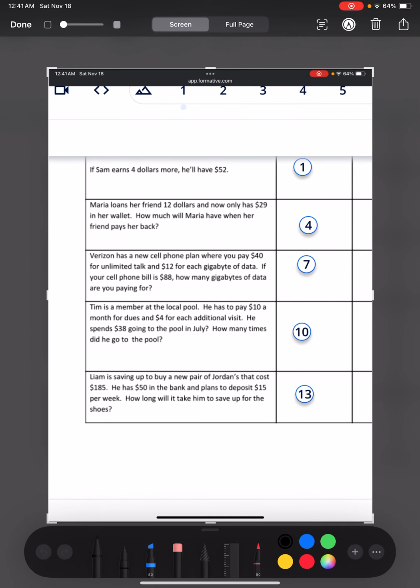So number 4, Maria loans her friend $12. And now only has $29. And the important part is you need to figure out what the question is asking. So last sentence will give that. So how much Maria has when her friend pays her back. So she has $29 in her wallet.